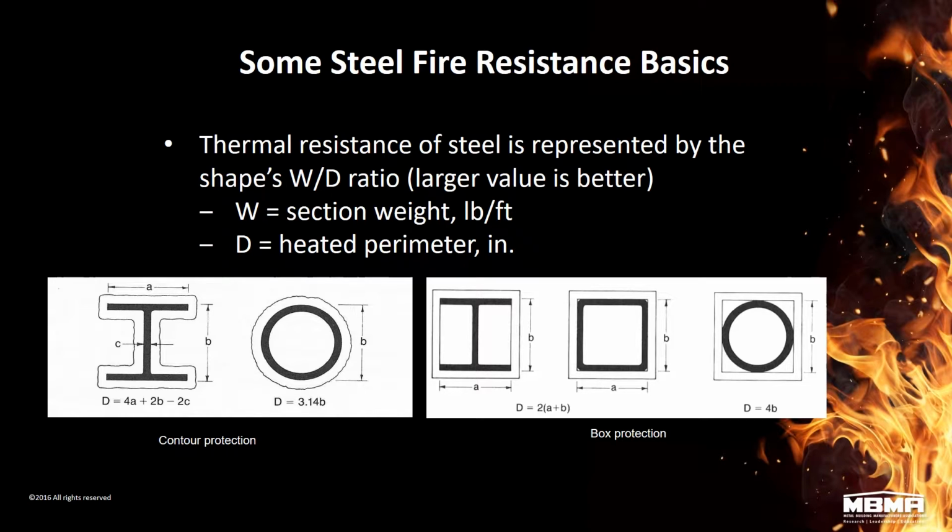For your gypsum board protection, it's as the name implies, this is box protection. You box around the section to enclose it in the gypsum board, and geometrically the calculation for the heated perimeter is different than for the contour protection, especially with the round and the eye sections. Obviously for the square, the rectangular sections, those are identical, but for most of the other shapes, the box protection and the contour protection, the heated perimeter is different numerically.